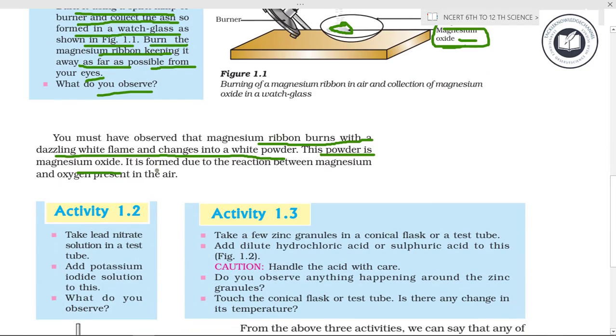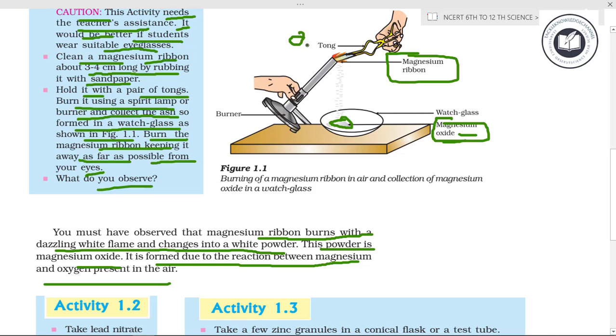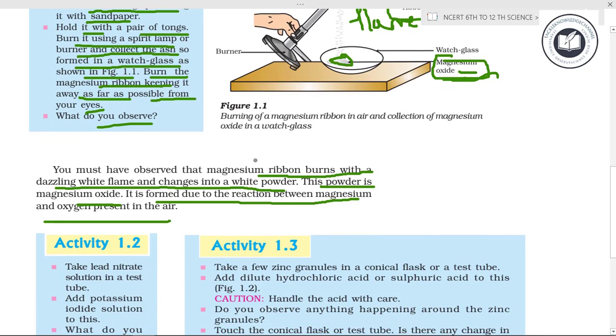It is formed due to the reaction between magnesium and the oxygen present in the air. The magnesium in the ribbon reacts with the oxygen in the atmosphere, along with the flame, converting it into magnesium oxide.